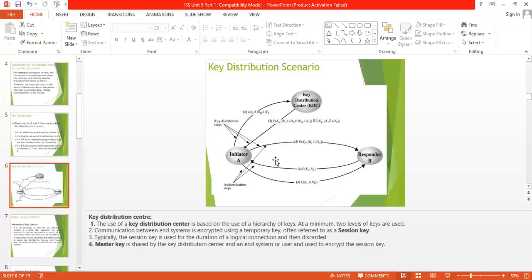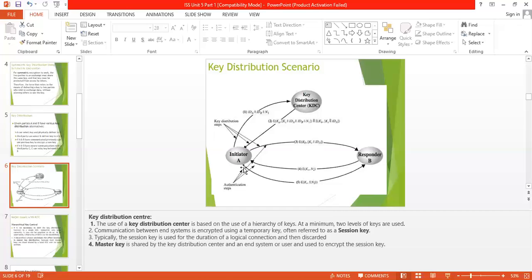In the third step, A sends to B, encrypted using the master key of B, the session key Ks and the identifier of A. After this, the responder B sends back the session key Ks and N2, the nonce of B, meaning the random number, to the initiator A.